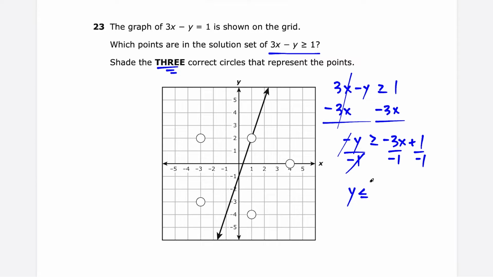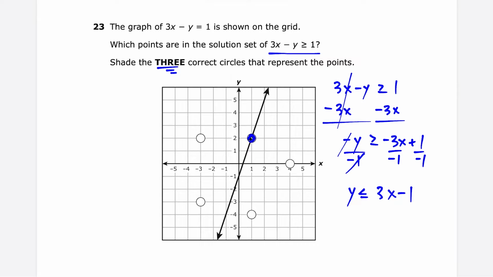Okay, so just remember that when you divide an inequality by a negative, or you multiply an inequality by a negative, the sign has to flip. And now I just do the division. Negative 3x over negative 1 is positive 3x, and 1 divided by negative 1 is negative 1. So there's the line 3x minus 1, but now I'm shading less than or equal to, so I'm shading under.